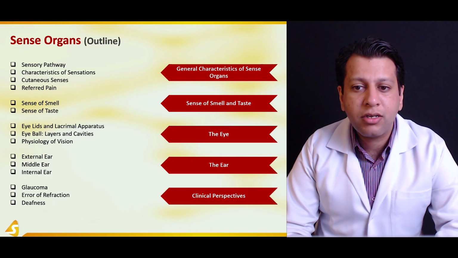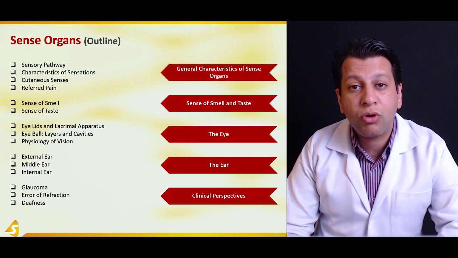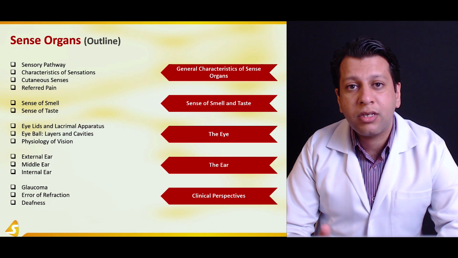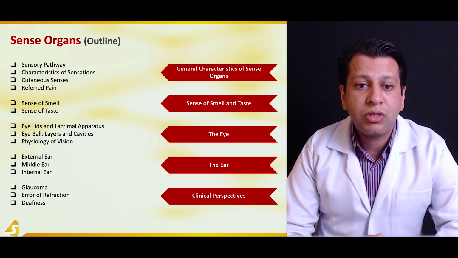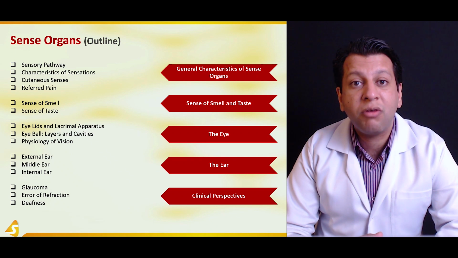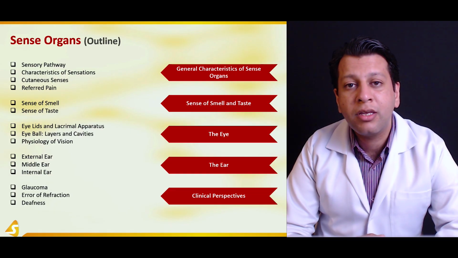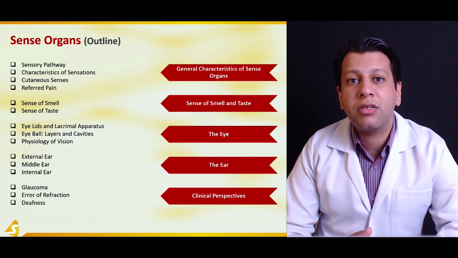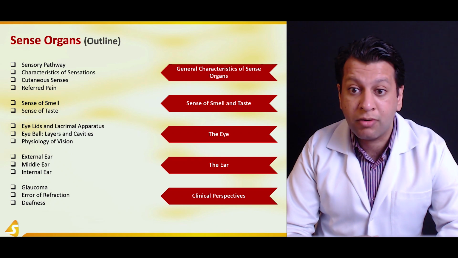In the second section, we'll be going through the sense of smell and taste. We'll be going through the olfactory pathway and how the olfactory pathway conducts the sense of smell. Then we'll be going through the gustatory pathway as well, and what the receptors present on the tongue are, and how the gustatory pathway is actually formed and what conductions occur.